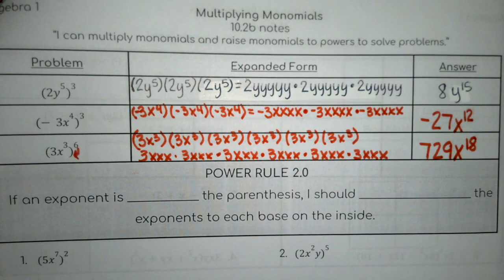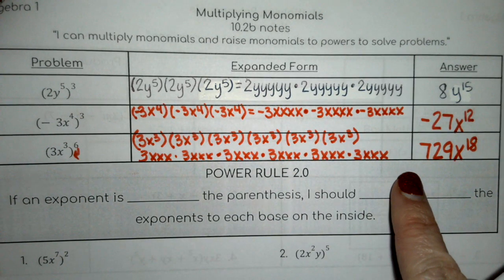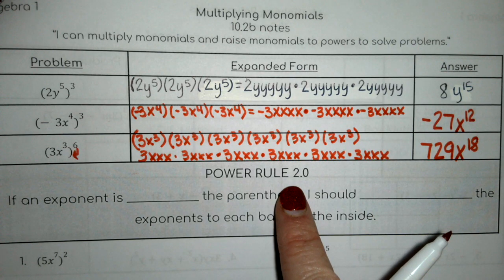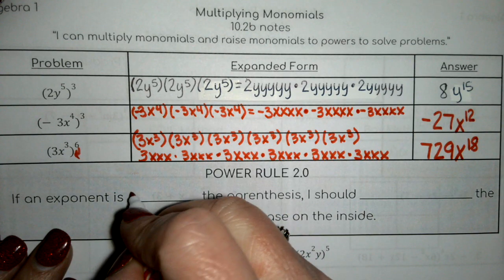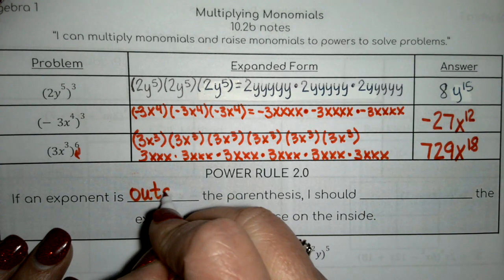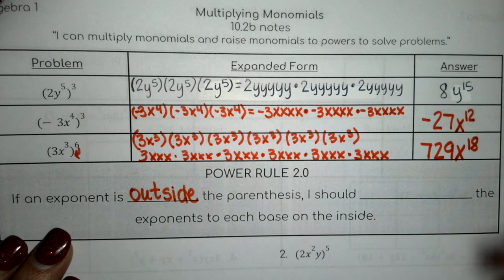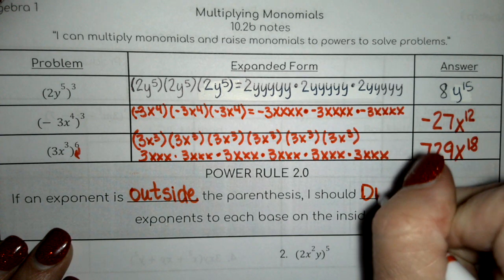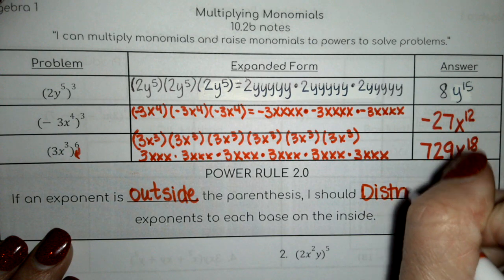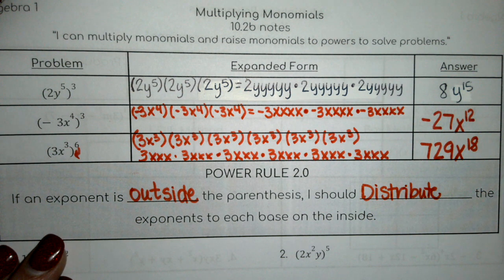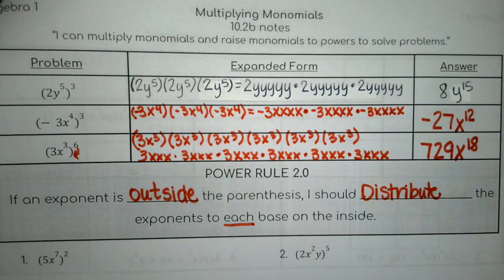So there is a shortcut, so you don't have to expand them out every time, because who wants to do that? So the power rule 2.0 is if an exponent is outside the parentheses, I should distribute the exponent to each base, and I want you to underline the words each base on the inside. So that's even the coefficient, okay?